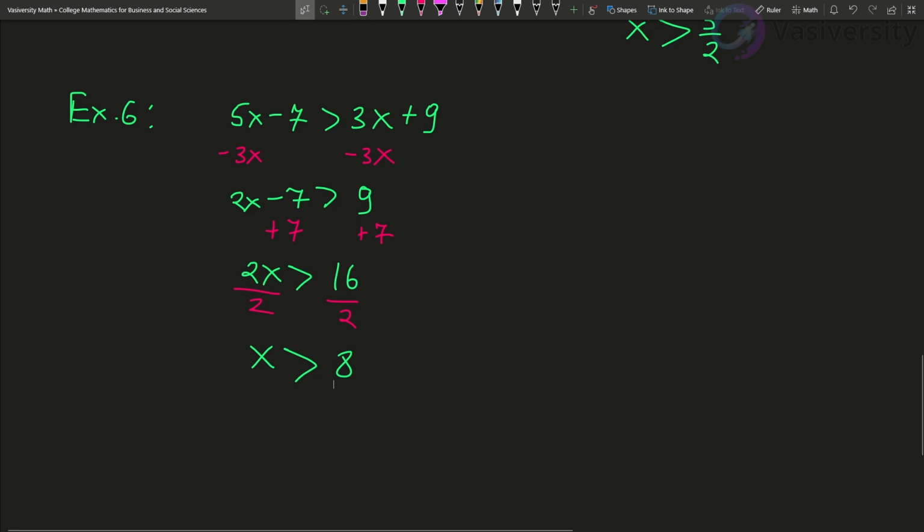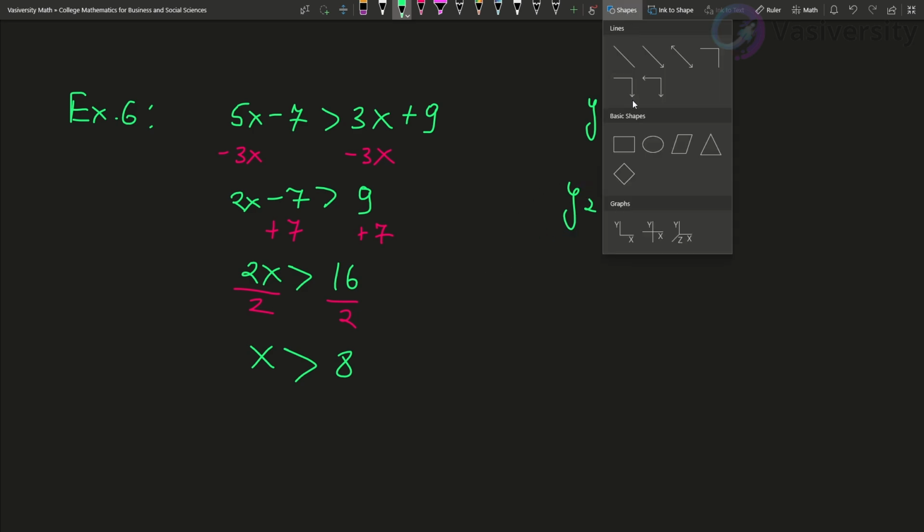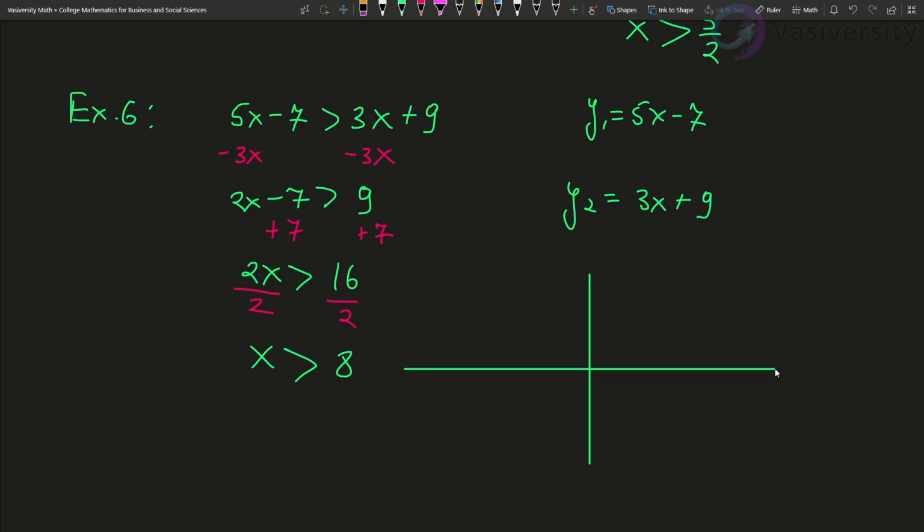Since we didn't have any negative numbers, we didn't have to flip any signs, right? And of course, we can graph this solution to this equation if we would like to have the two lines intersect. Another way we can do it is to say y1 is equal to 5x minus 7 and y2 is equal to 3x plus 9. Essentially, we're looking for when y1 is greater than y2, so we can graph it and tell which one is greater. So let's go ahead and do that.